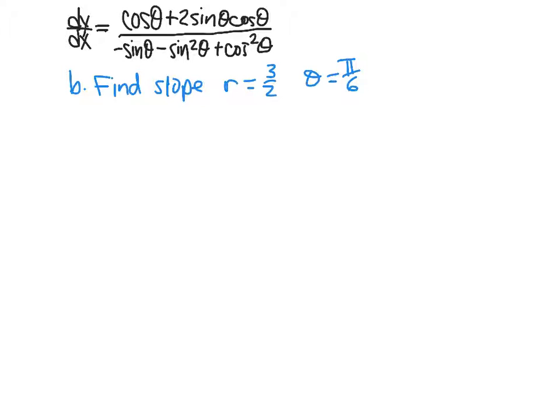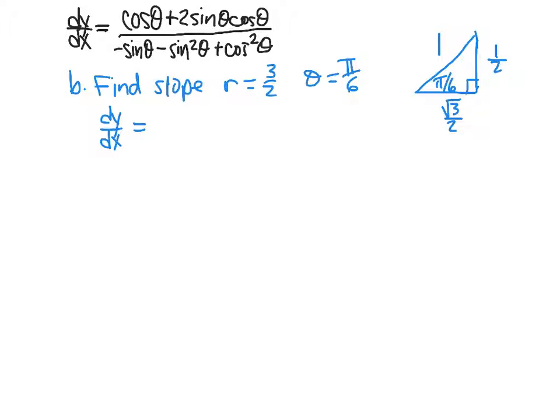So here we go. We want to find the slope, so we're looking at the derivative, dy/dx. We know what r is and we know what theta is, so we're just going to substitute in pi/6. So let's look at this pi/6, pi/3 triangle. This will be pi/6. That says that this side is 1/2, this side is square root of 3/2, and this is 1. And then we'll do all the trig functions.